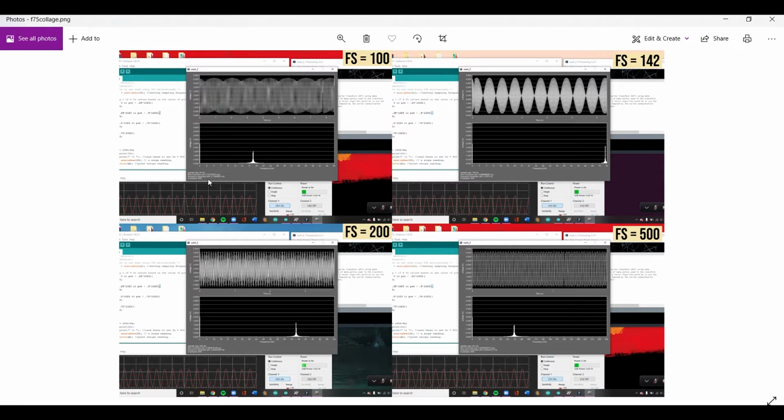Here we've got the 75 hertz sample. We have 100, 142, 200, 500, and it shows aliasing at 100, 142, 200, and a clean sine wave, no aliasing, at 500.